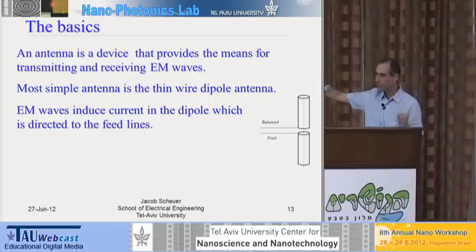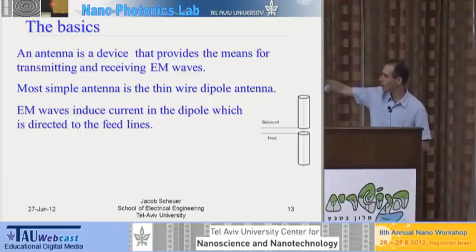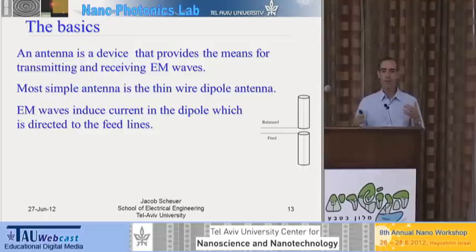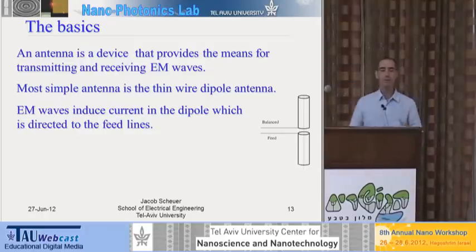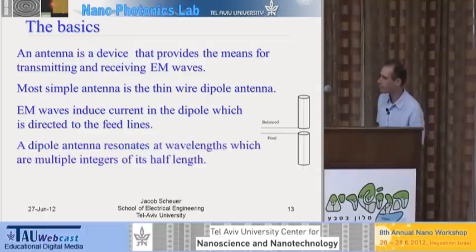Note that this is a very similar effect to what we had in the scattering of light from our nanoparticles. Now, the whole thing can work in the reverse direction, meaning we can launch electromagnetic power or current into the feed, induce currents in the antenna, and as a result, an electromagnetic wave would be radiated from that structure. This is called the transmission mode of the antenna.